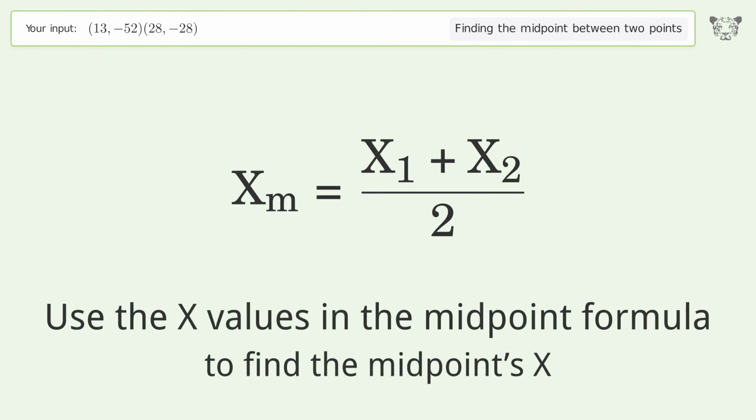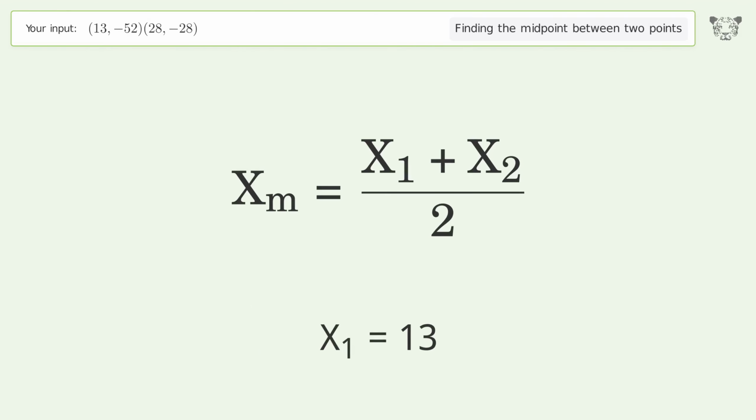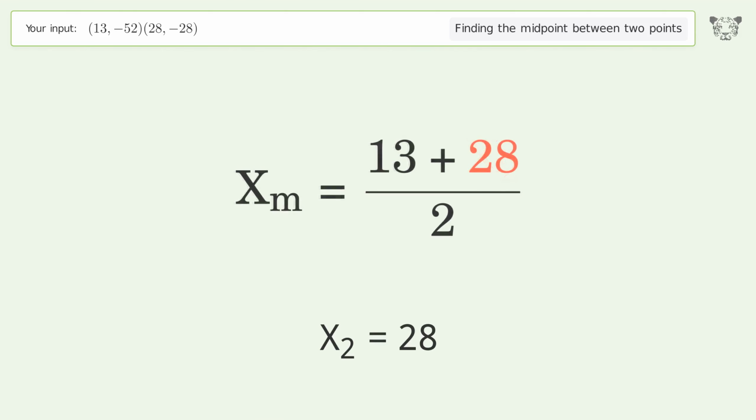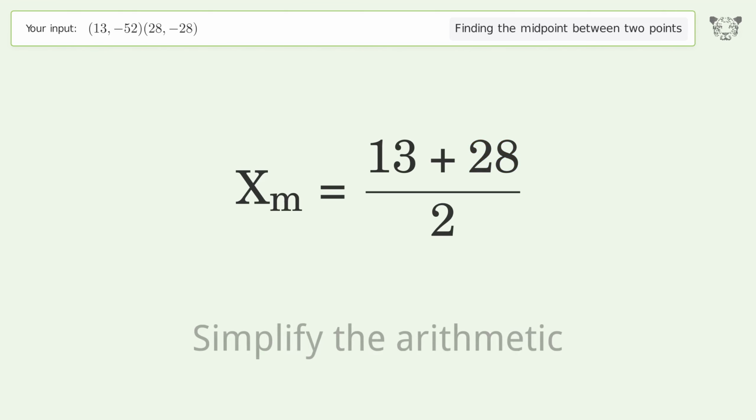Use the x values in the midpoint formula to find the midpoint's x. x1 equals 13. x2 equals 28. Simplify the arithmetic.